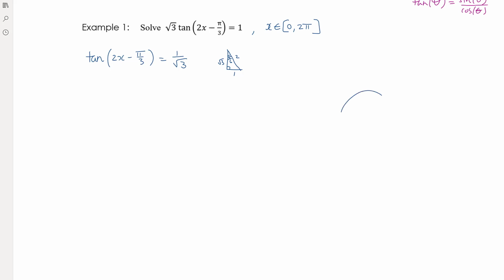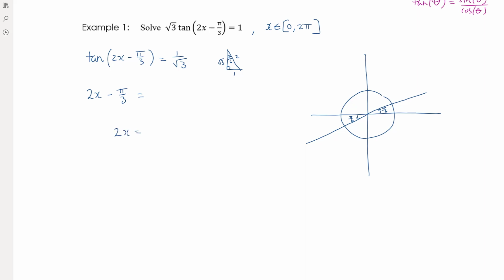Tan is equal to something positive. So again, thinking about the definition of tan as being that y-coordinate on the tangent, that happens in the first and third quadrants. Okay, so pi on 6 up from there and pi on 6 down from there. Solutions out of the unit circle are going to be equal to 2x minus pi on 3. Then we will add pi on 3 and they'll be equal to 2x, and then we'll be dividing by 2 and they'll be equal to x.